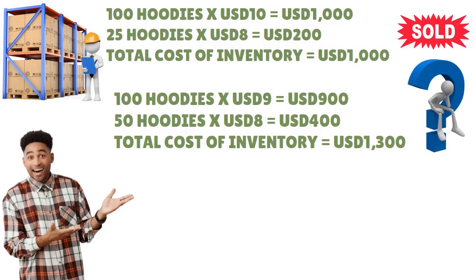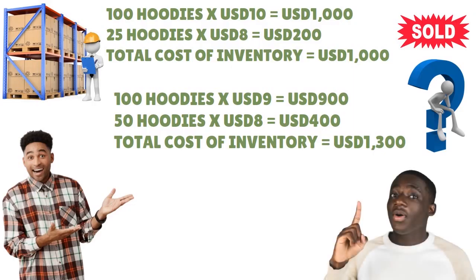So under the LIFO method, after both orders are completed, you are left with 25 hoodies, all valued at $8 each, or $200. Remember, last in, first out. The $8 hoodies were the last in, so they actually came out first. So you have other inventory.